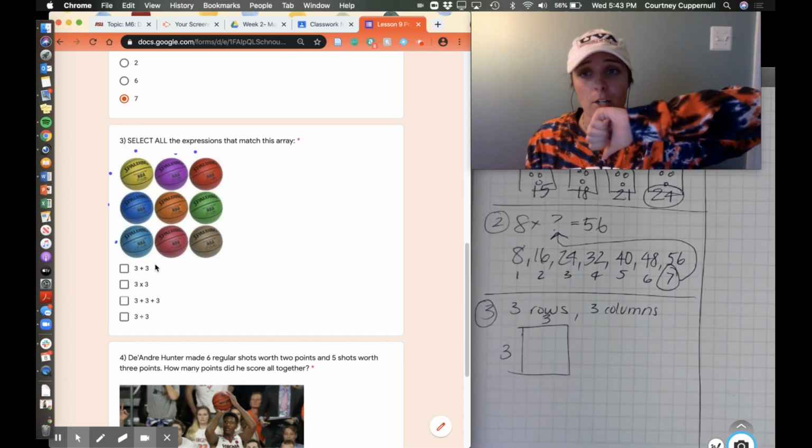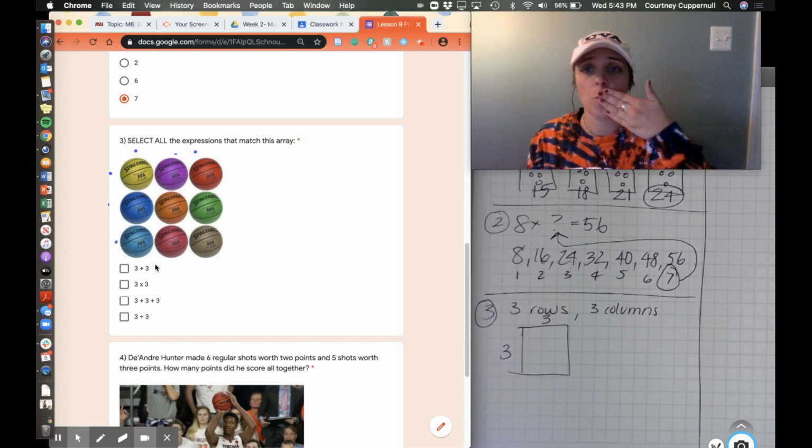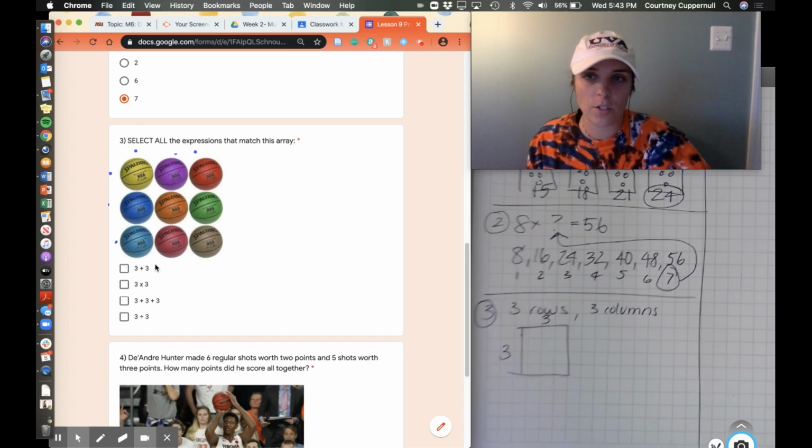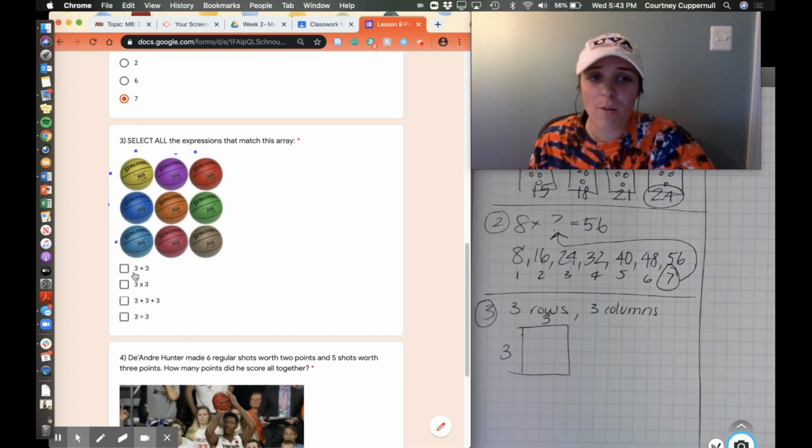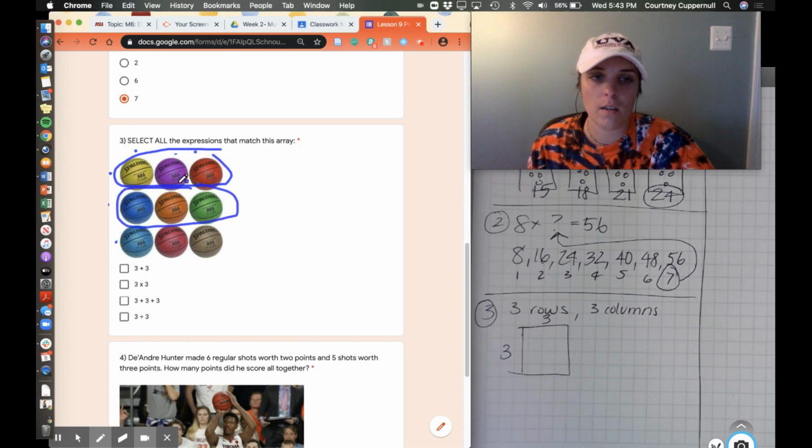Yeah, it does not match this. So if you have a thumbs down, go ahead and kiss your brain. I know it's a little bit difficult to do if you have a baseball cap on like I do. But yeah, no, 3 plus 3, that would mean there are 2 rows of 3, right? Because I would be doing 3 plus 3. But I have a whole other row here that this expression does not include.